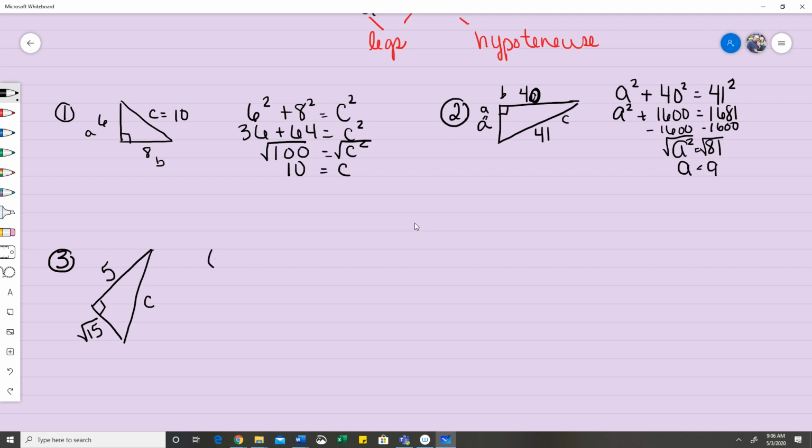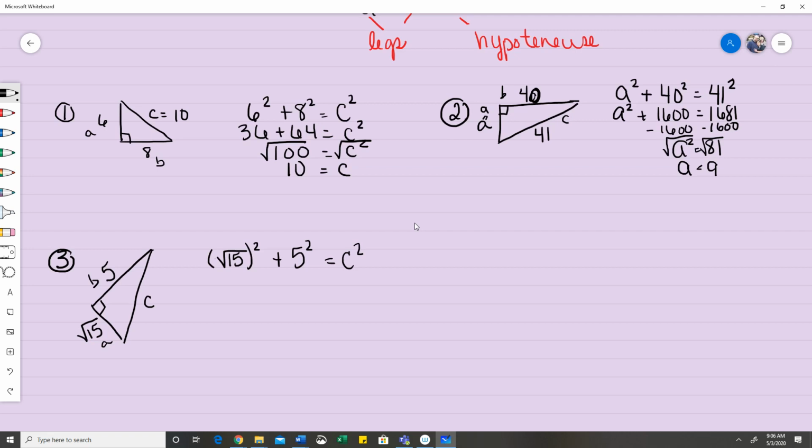So we're just going to go ahead and fill things in. Okay, so this is going to be our A. Here's our B, and then we're looking for our C. We have the square root of 15 squared plus 5 squared equals C squared.